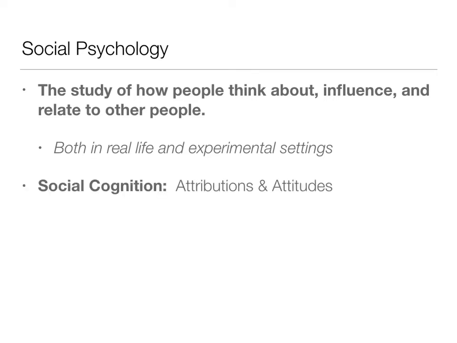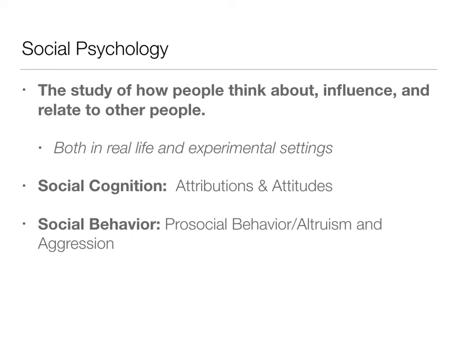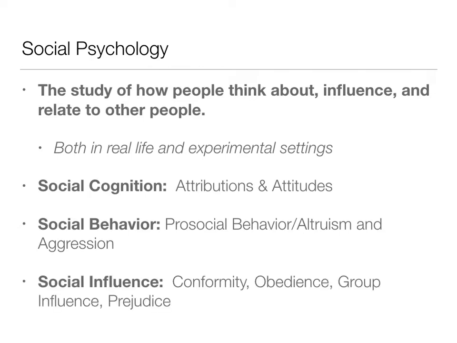The topic we're going to talk about today is social cognition. We're going to talk about attributions, attitudes, and our thinking in relation to these things. In the next class online, we'll talk about social behavior. That includes pro-social behavior such as altruism and egoism, but we'll also talk about aggression. Then in class, we will talk about social influence, group influence and prejudice, and we'll have time for a class discussion. And then online, we will finish up social influence with conformity and obedience.